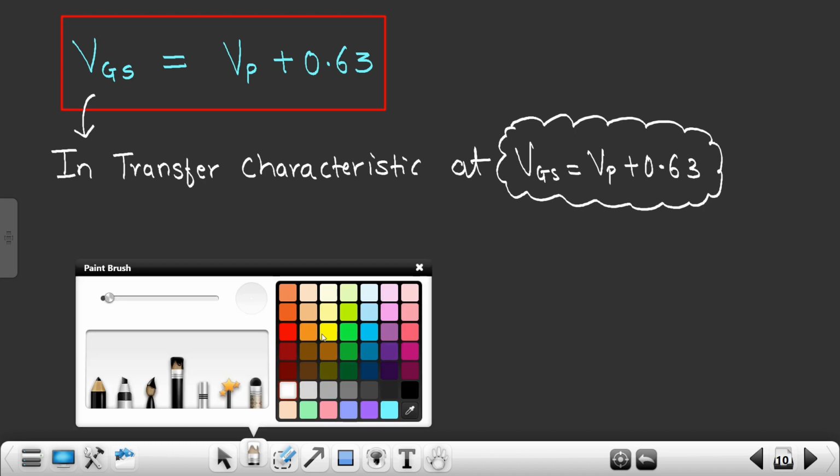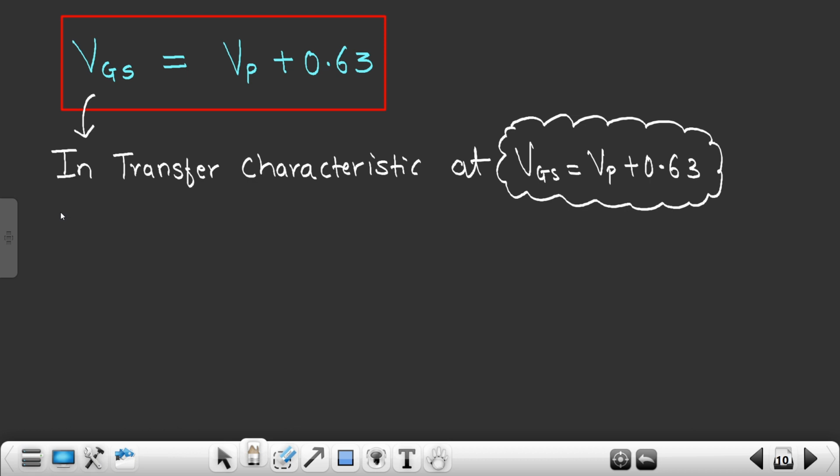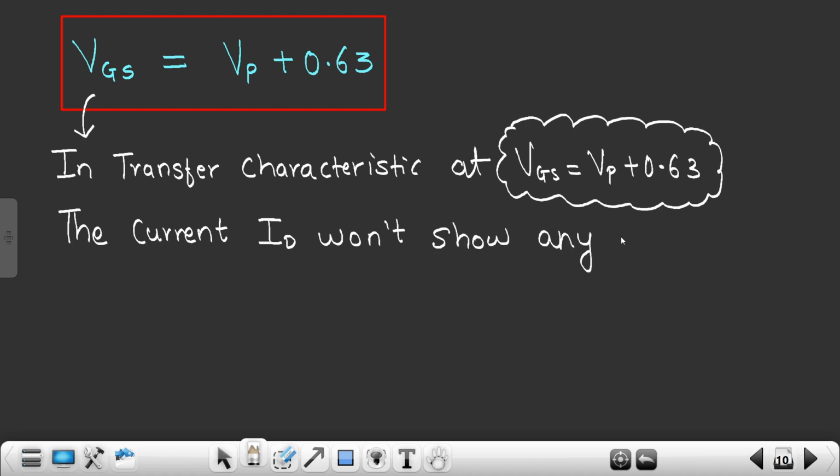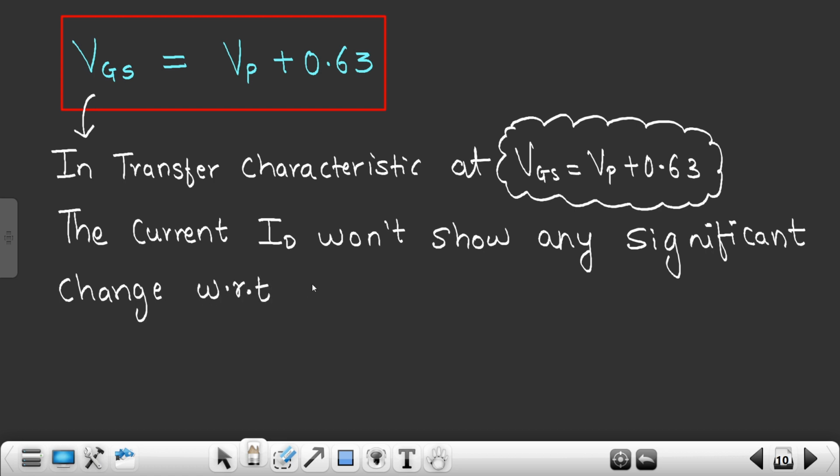or at this particular point, the current ID won't show any significant change, or the change would be almost negligible, with respect to temperature. What does that mean?